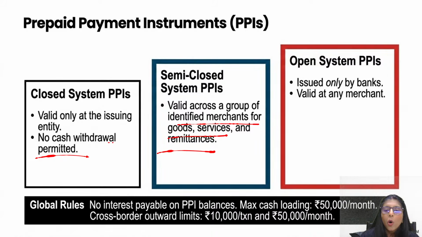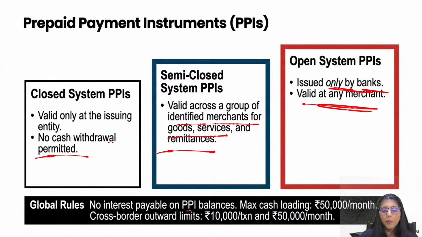Open system PPI. An open system PPI can be used for purchase of goods and services, fund transfer, and ATM cash withdrawal. In this, basically, cash withdrawal is allowed. These are issued only by the banks. Valid at the merchant, issued only by the bank. Okay, so these are closed system PPI, semi-closed system PPI, and open system PPI.